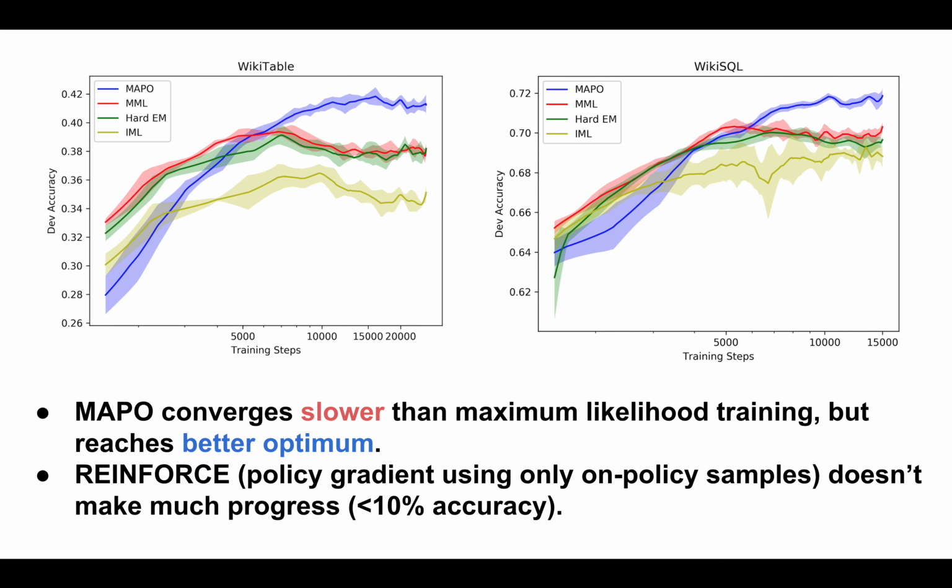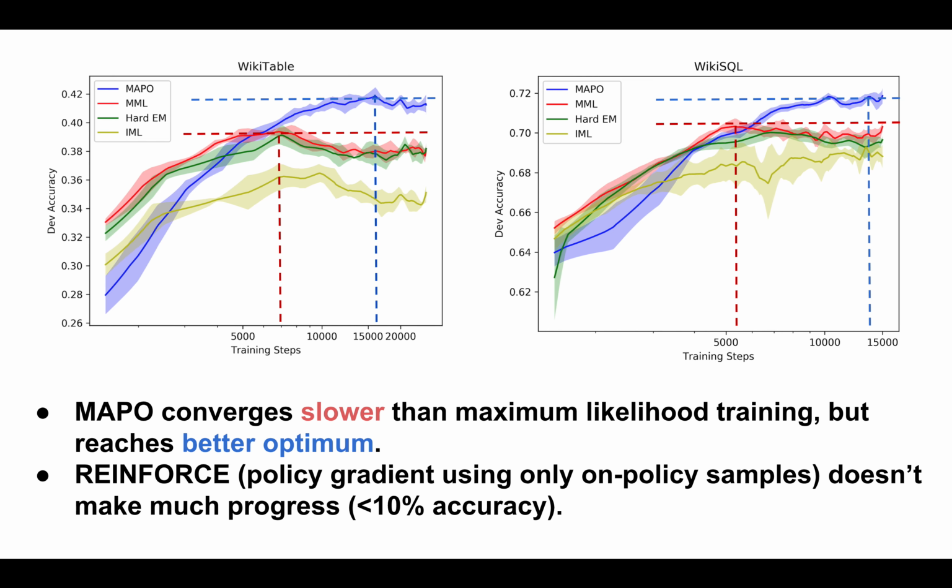When comparing to other baselines, we found that MAPO converges slower than maximum likelihood training, but actually reaches a much better optimum, and REINFORCE doesn't show much progress at all.